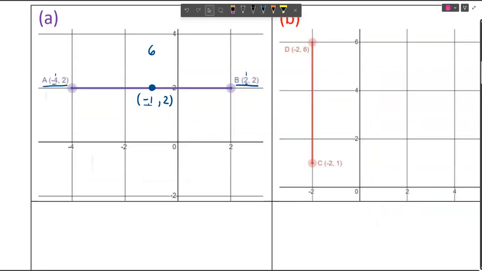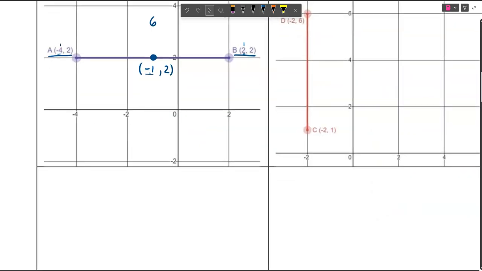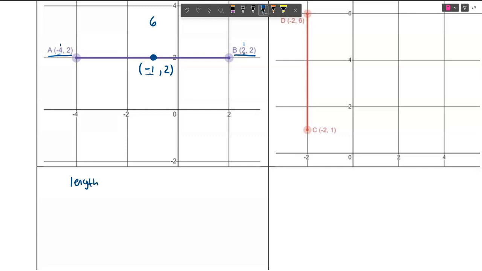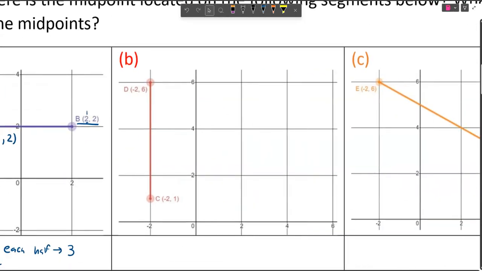Keep in mind the process that we did for that. The total distance, the length, was 6. Then we divide that by 2 so that each half ends up being 3, which is 6 divided by 2. Just to remind ourselves, we're going to come back and summarize this all afterwards.